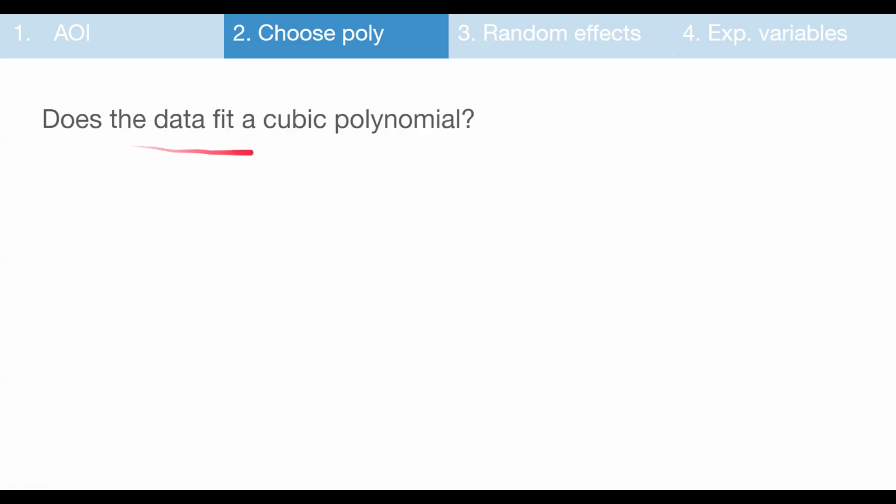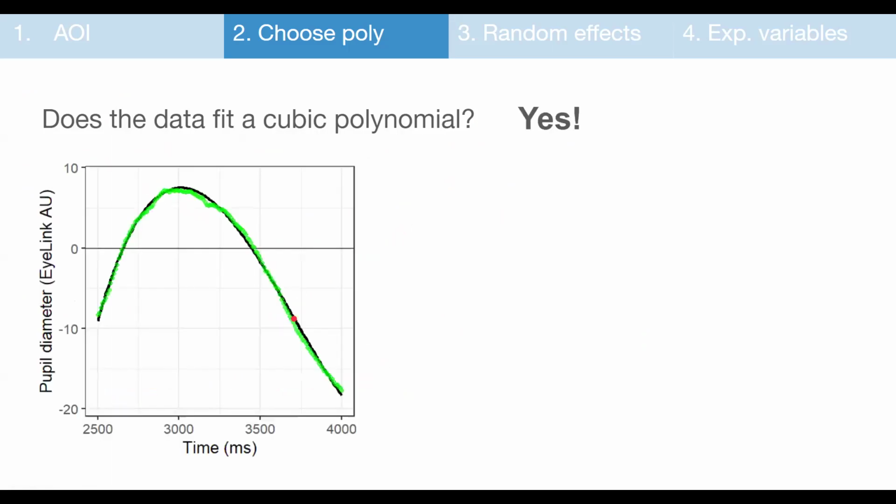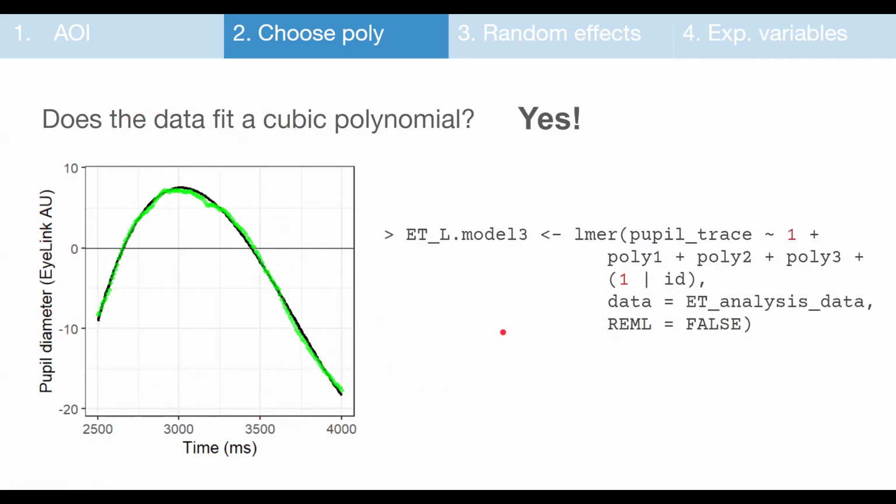What you can also do is to visualize if my data actually fits a cubic polynomial. And so if we plot, the points are the real data, and the model prediction is in black, and we see that it does pretty well. We have already selected our polynomials. It will be up to the cubic polynomial. So up to here, we don't have any conditions yet.